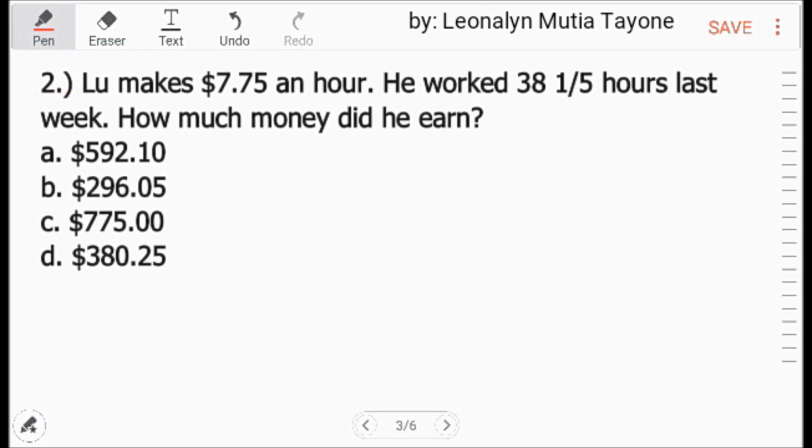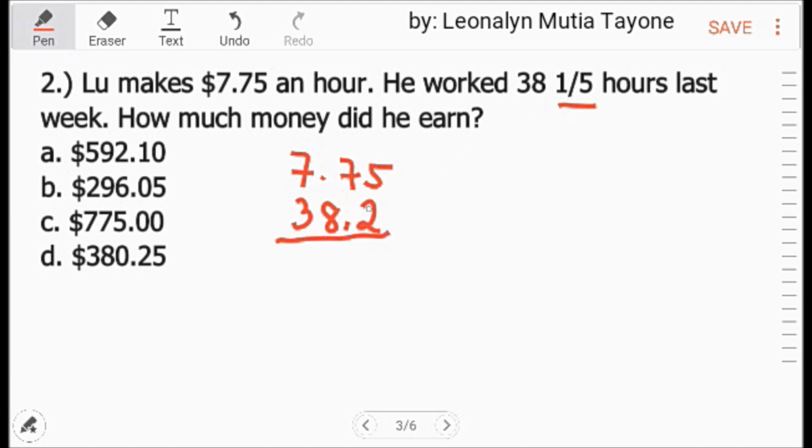Number 2, Lou makes $7.75 an hour. He worked 38 1/5 hours last week. How much money did he earn? I-multiply lang natin yan. 7.75 times 38.2. Ang 1/5 is equivalent to 0.2.